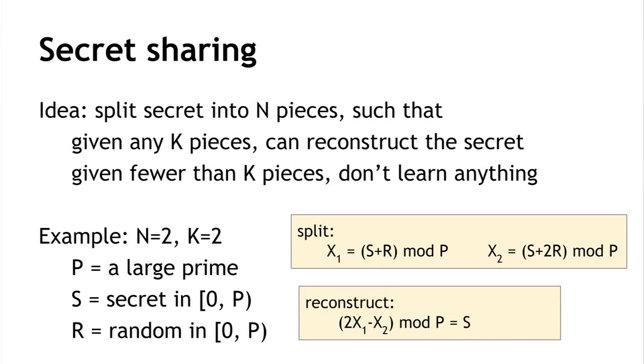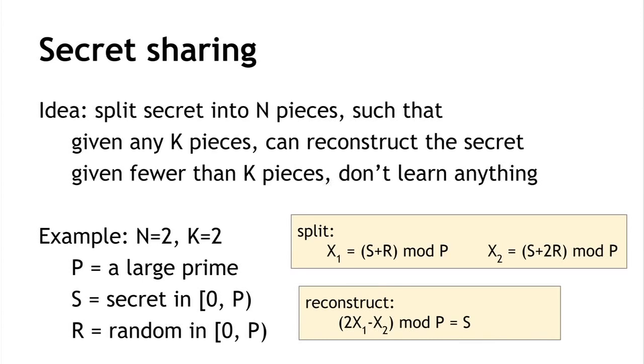Now if we have both of these shares, x1 and x2, we can combine them to reconstruct the secret s. What we do is we compute 2 times x1 minus x2 modulo p. So 2 times x1 is 2s plus 2r, and x2, which we're subtracting off, is s plus 2r. And so we have 2s minus s, that leaves us with an s. We have 2r minus 2r, and so the 2r's cancel out, and we're left just with s mod p, which is equal to s, because s is less than p. And so we can reconstruct the secret in this way. So given two shares, we can reconstruct.